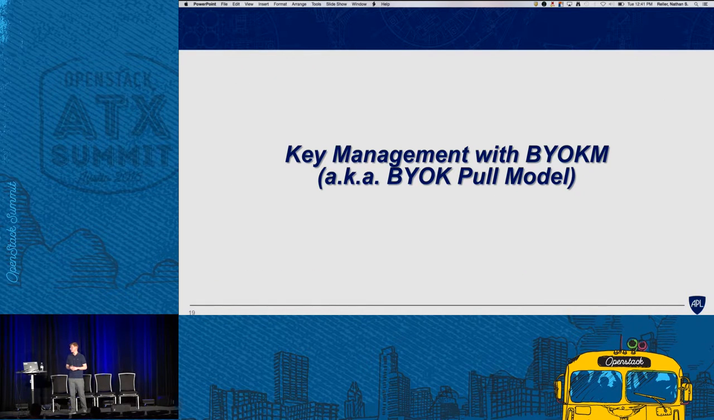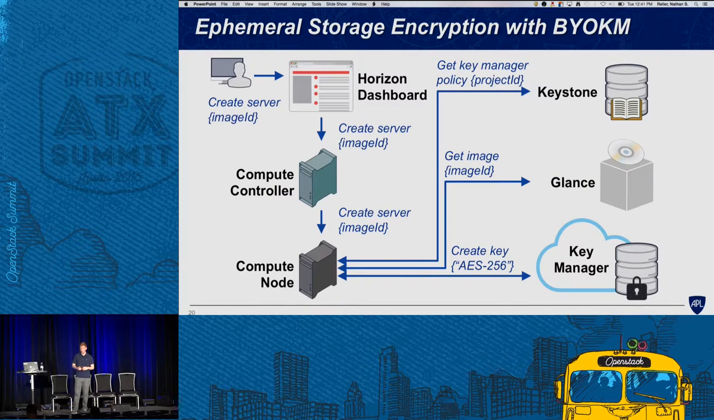So the last one I want to talk about is the bring your own key manager. This is what used to be called, I used to call it the pull model in the previous summits. So the flow of events looks similar to what we've seen before. We have our user, create me a VM, pass that image ID to Horizon. Go down to the compute controller, run through the scheduling, go to the compute node.